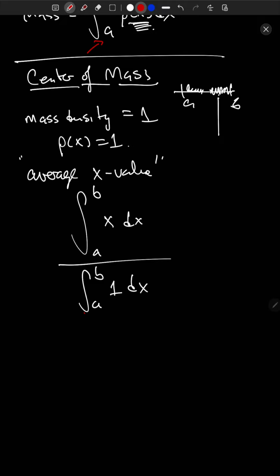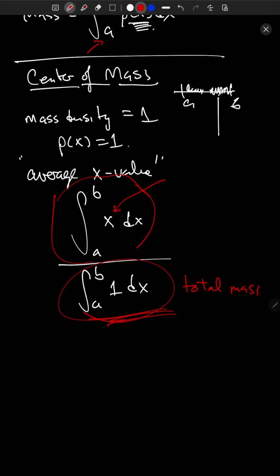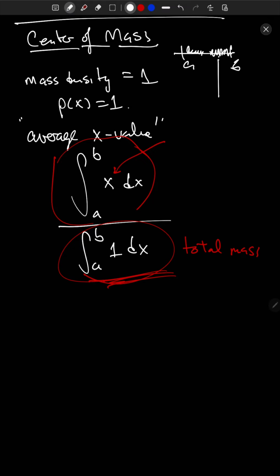So this is my total mass. Just like if you're calculating the average of 100 students' exams, you need to divide by the total number, right? And up here, we're integrating over x because we're looking for the average x value, right? Okay, and if we actually did this integral, we'll see that we get exactly what we expect.